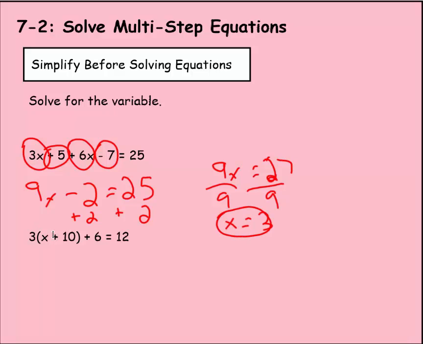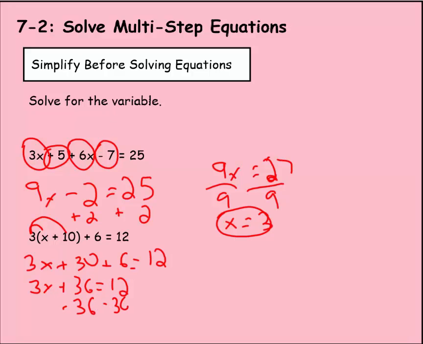Now we can use the distributive property to solve this. We have 3 times x and 3 times 10, so 3x, drop that plus sign, 30 plus 6 equals 12. Since the 30 and the 6 are like terms, we can add those. So we have 3x plus 36 equals 12. Now we could subtract the 36 from both sides. 12 minus 36 is negative 24, so we have 3x equals negative 24.